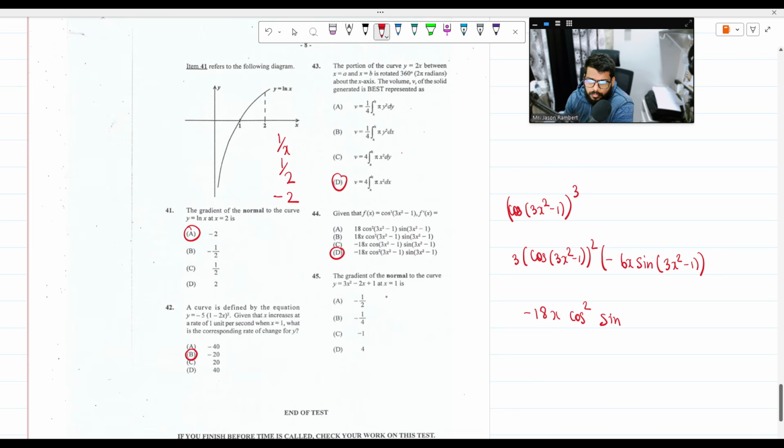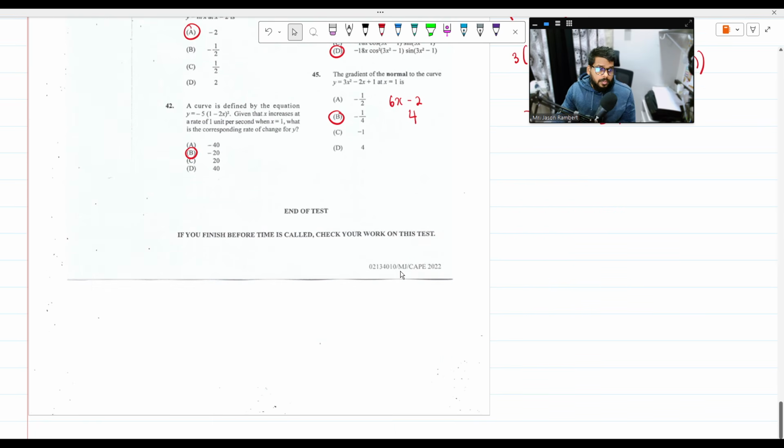The gradient of the normal to the curve, 6x minus 2. When x is 1, I'm going to get 6 take away 2 is 4. That is the gradient of the tangent. The gradient of the normal is going to be negative a quarter. And that is it for 2020.